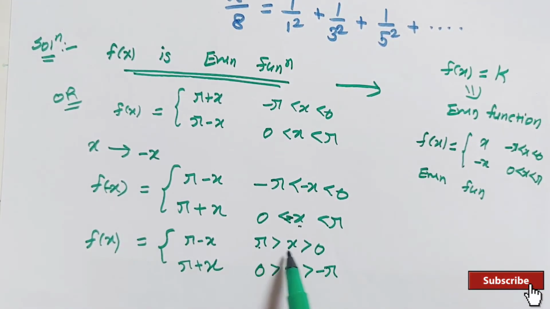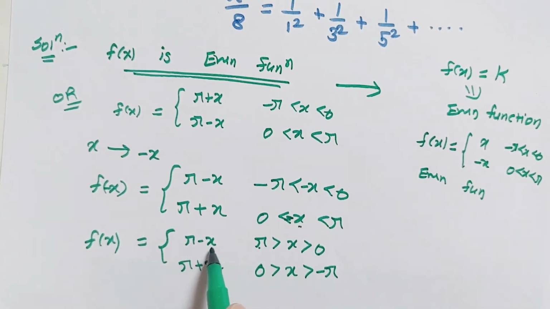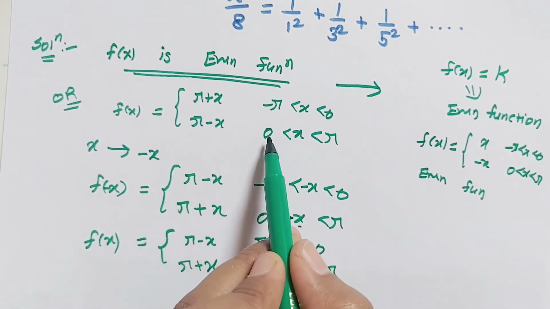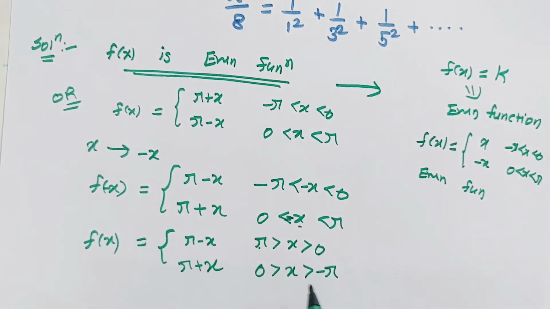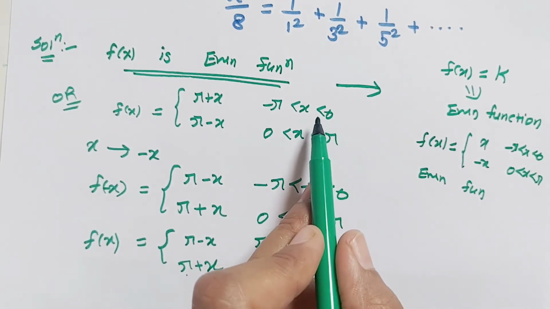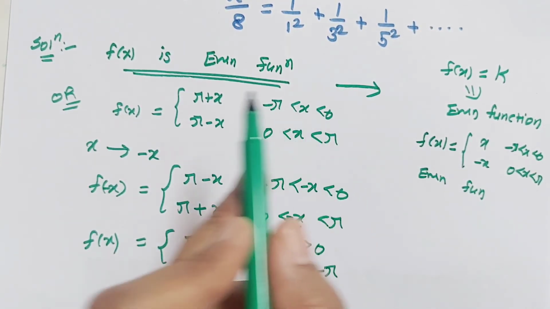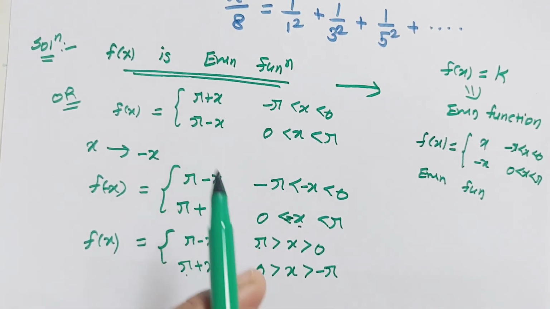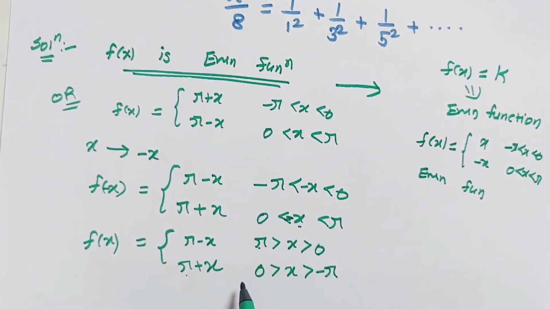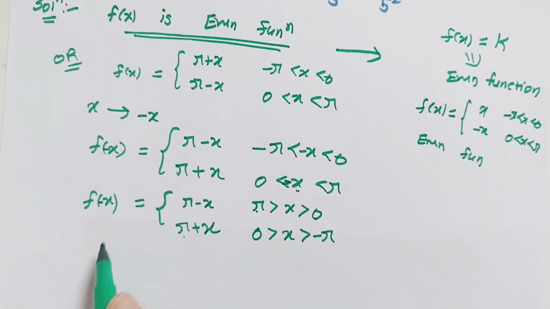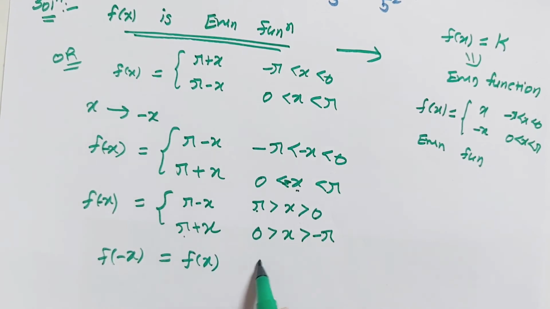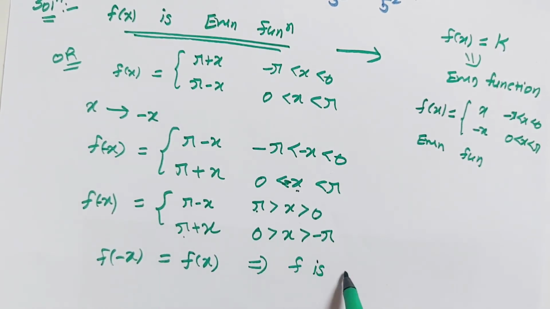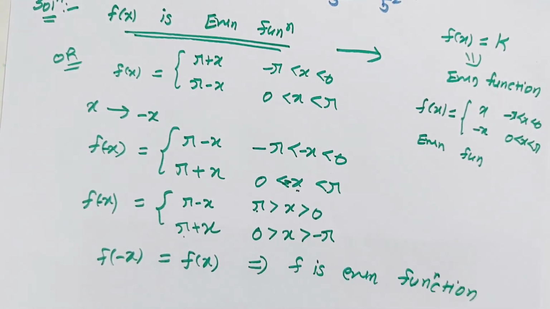So in the interval 0 to pi, the value of the function is pi minus x, and in the interval minus pi to 0, the function is pi plus x. That means the interval-wise value of the function is the same. So here f of minus x is equal to f of x. That means f is an even function.